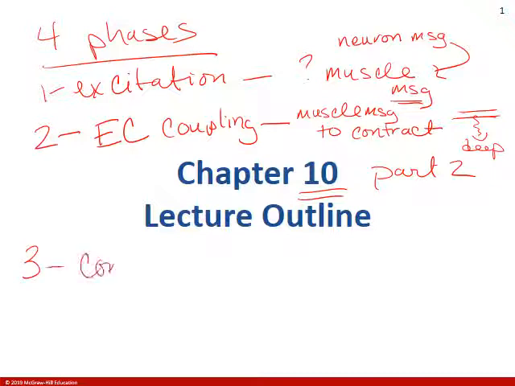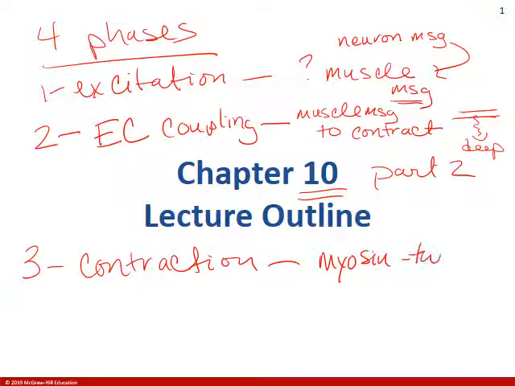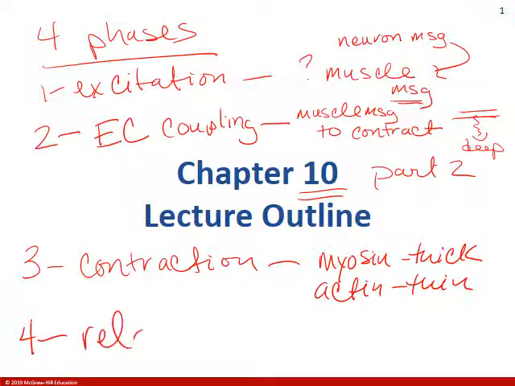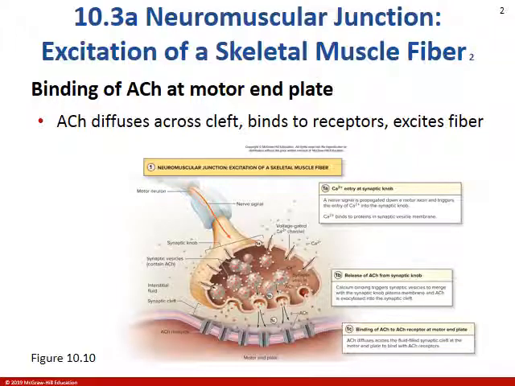And then 3, we actually have contraction. And this is where we're going to see the myosin from the thick myofilament and the actin from the thin myofilament. They're actually going to join together. We're going to have contraction or pulling or a shortening of the sarcomere from Z disc to Z disc. And then the last phase is relaxation. The muscle has to go back to its resting membrane potential so that we can do all of this activity over again. We've seen this image before, but let's kind of break it down and go through it.